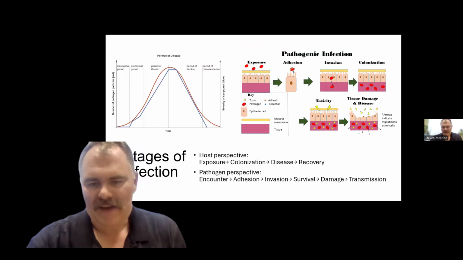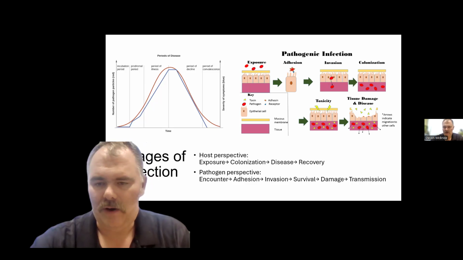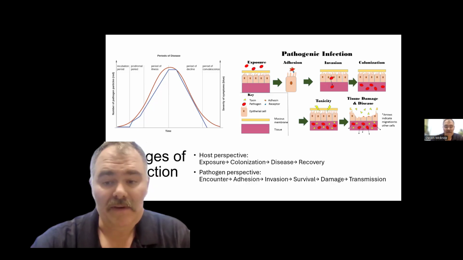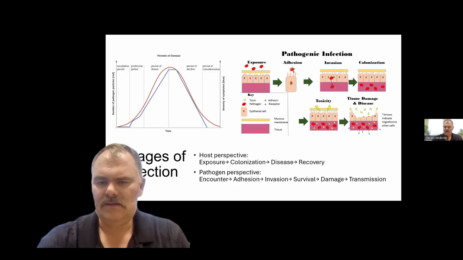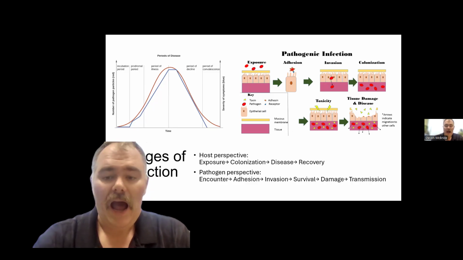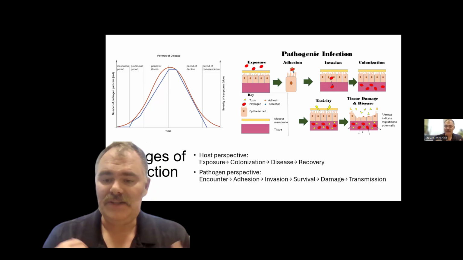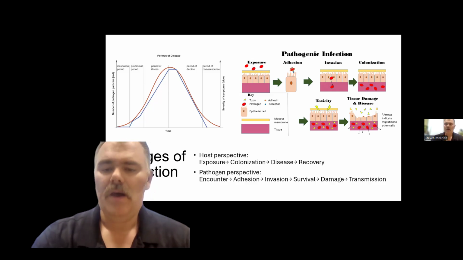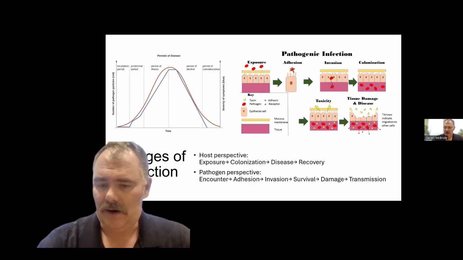When we think about infection, we usually think about it from the host perspective. We are exposed to a microbe, the organism colonizes, disease develops, and eventually we can recover. From our perspective, infection appears to be a relatively simple process. However, from the pathogen's perspective, causing disease is actually a series of challenges that must be overcome. First, the pathogen must encounter a host. If it never reaches a suitable host, infection cannot occur.